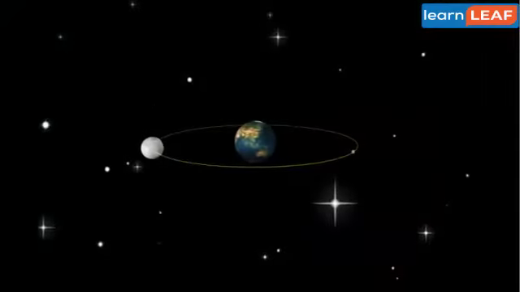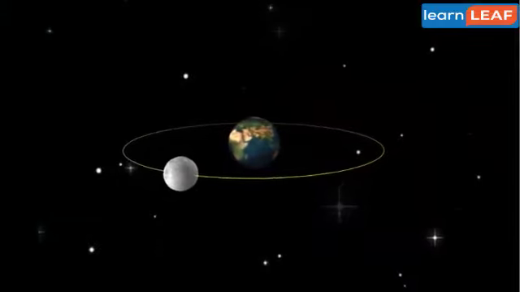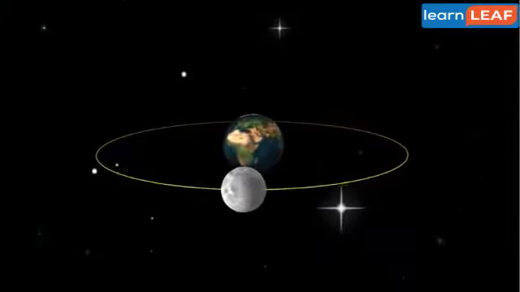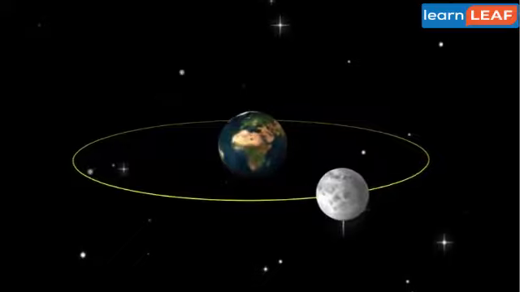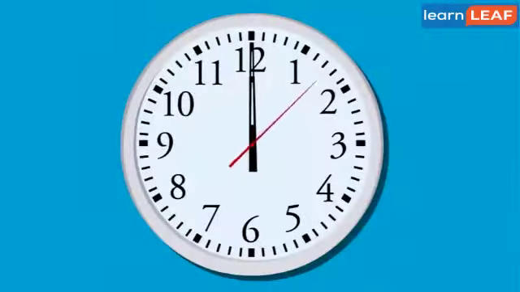Motion of the moon around the earth is a periodic motion as it repeats itself after a fixed interval of time. Motion of the hands of a clock is also a periodic motion as it repeats itself after a fixed interval of time.